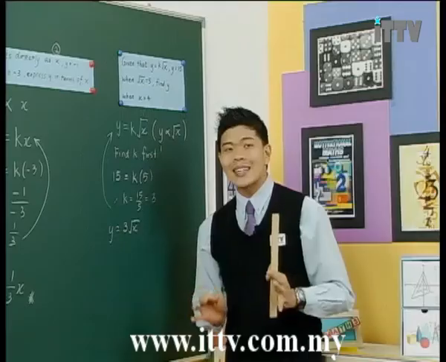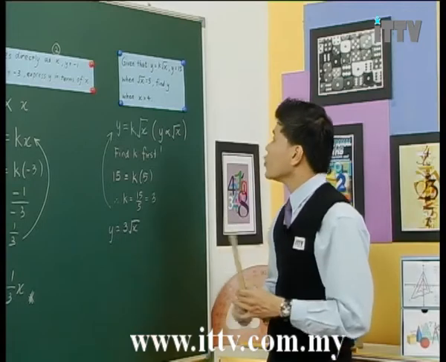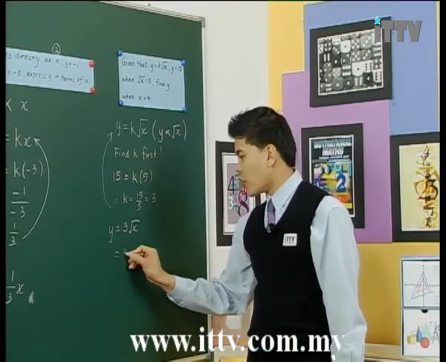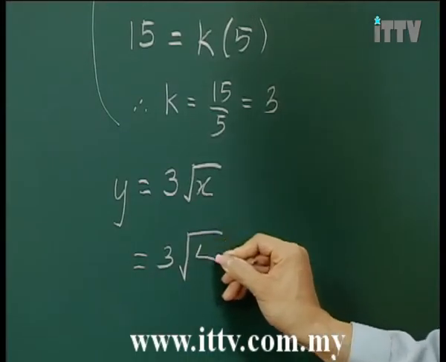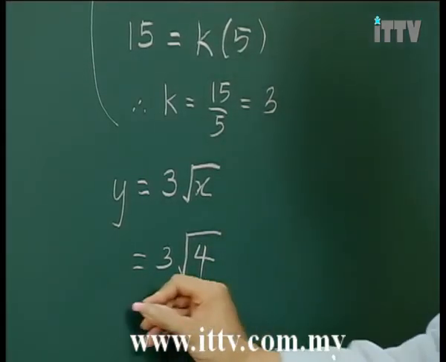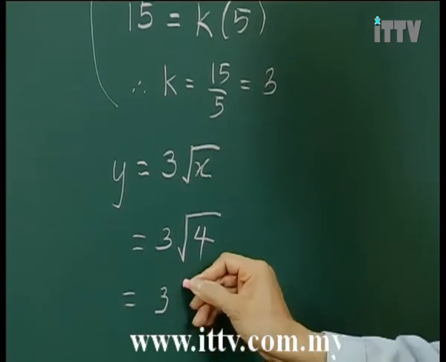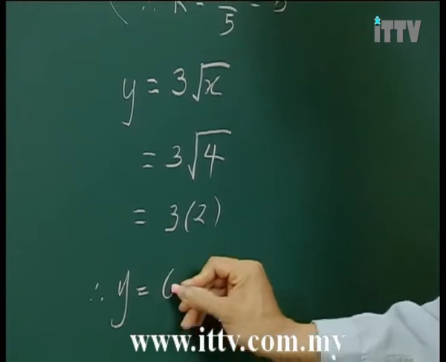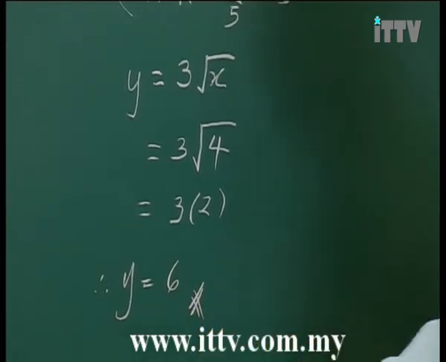Alright, now let's answer the question. Find y when x equals 4. So when x equals 4, substitute 4 and put it inside. And the square root of 4 is actually 2. 3 multiplied by 2, the value of y is actually 6.